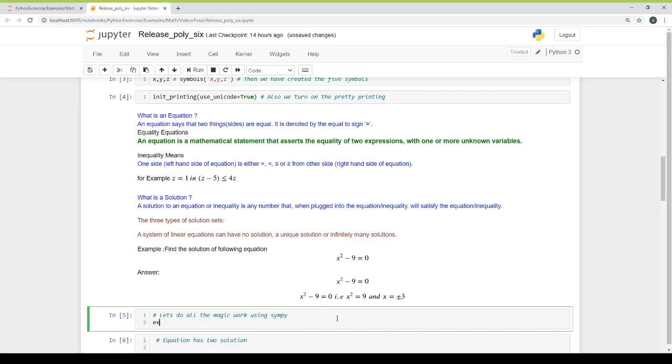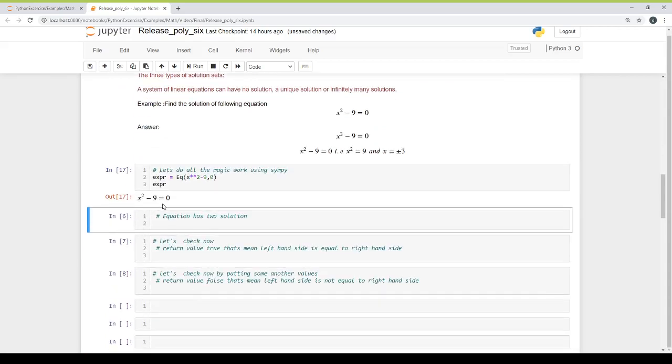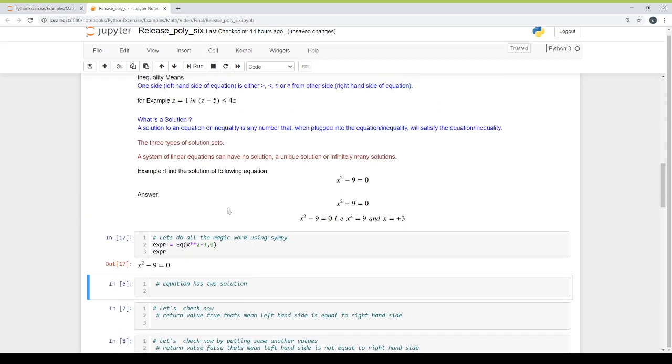Suppose our equation is expr. We define the equation by calling the Eq method: x double star 2 minus 9 as the left hand side, and the right hand side 0. So this is our equation, x square minus 9 is equal to 0. Now we want to find the solution using SymPy.